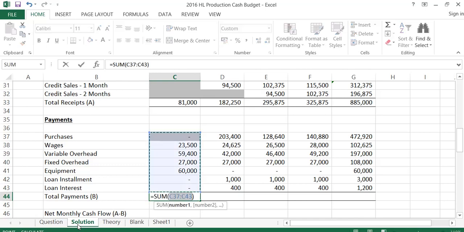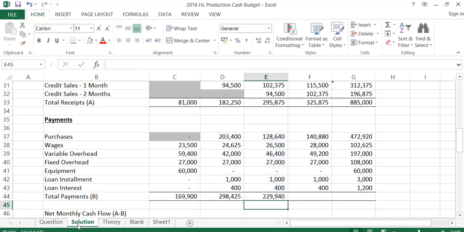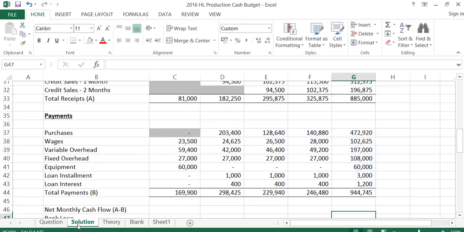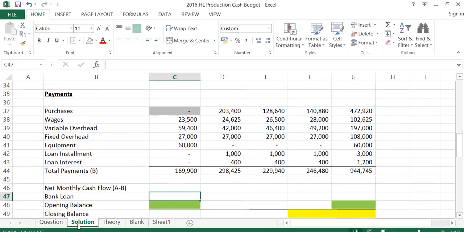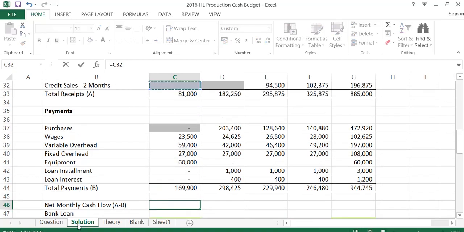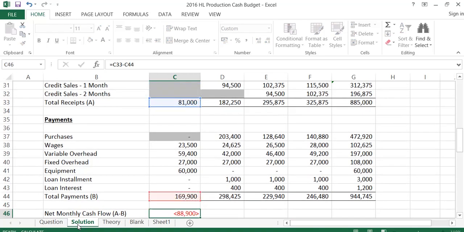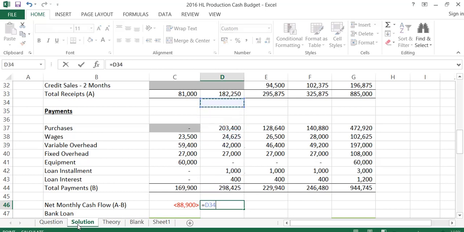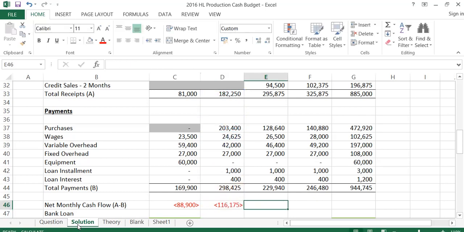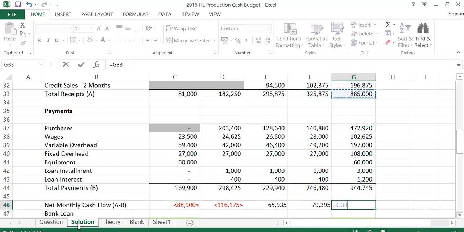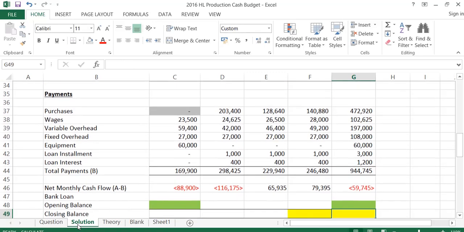Now I'm going to total these payments down each month to give me my total payments. Now I have to work out my net monthly cash flow. My monthly cash flow is just my receipts minus my payments each month. That will give me my net monthly cash flow.